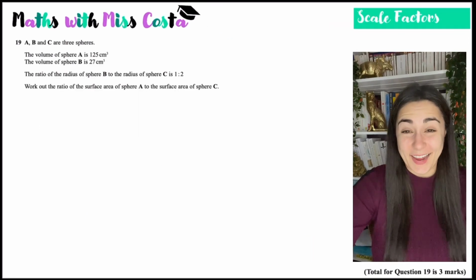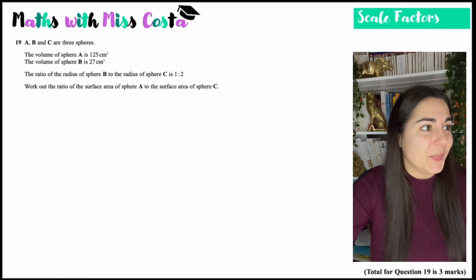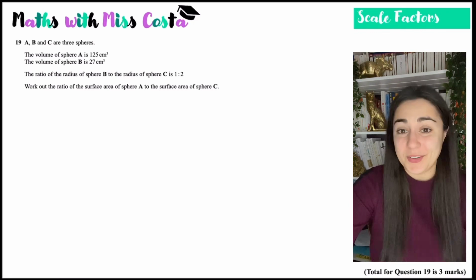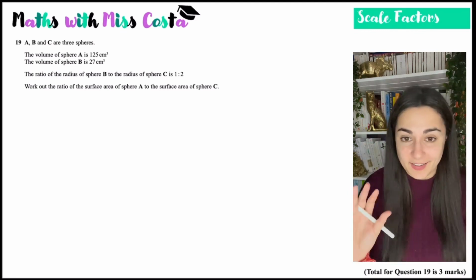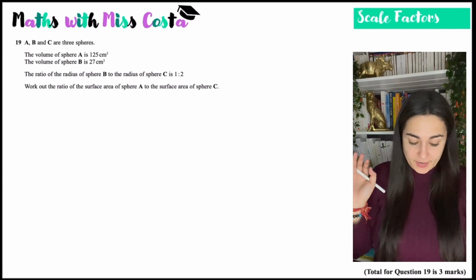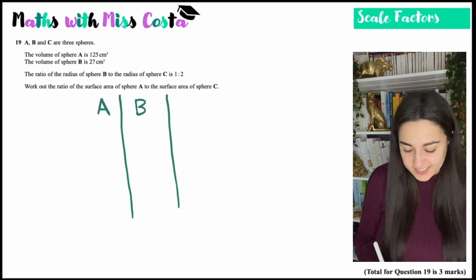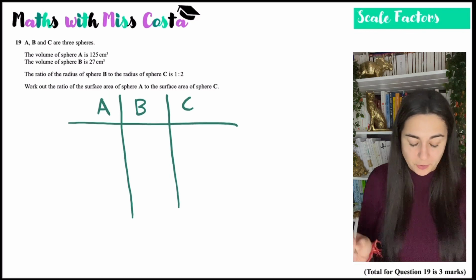Okay, so this is a scale factor question. So it looks like it's going to be about the volume and surface area, but you don't need to know the formulas. We're not working anything like that out. We're just looking at the scale factors here. So what I want to do is just draw a table for myself so that I can get all the information in a nice little table just to make life easier for myself. So I've got 3 spheres, A, B, and C.